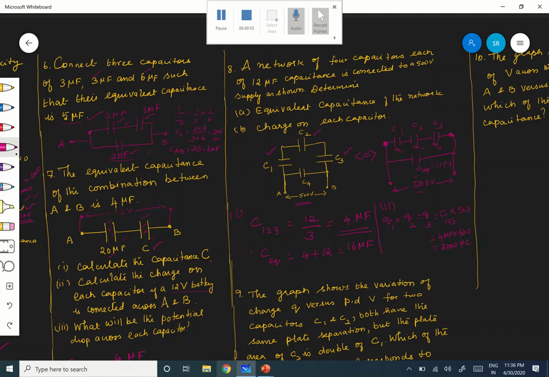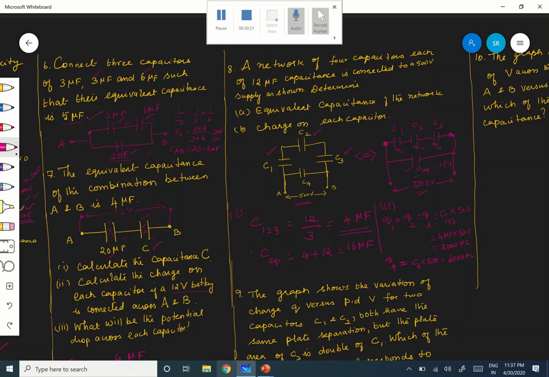Okay, now what is Q4? Q4 is very simple. Q4 is directly connected to 500. Therefore, Q4 is equal to C4 into 500. What is C4? 12. Okay, 12 into 500. Therefore, it is 6000 microcoulomb. 6000 microcoulomb. Are you following?